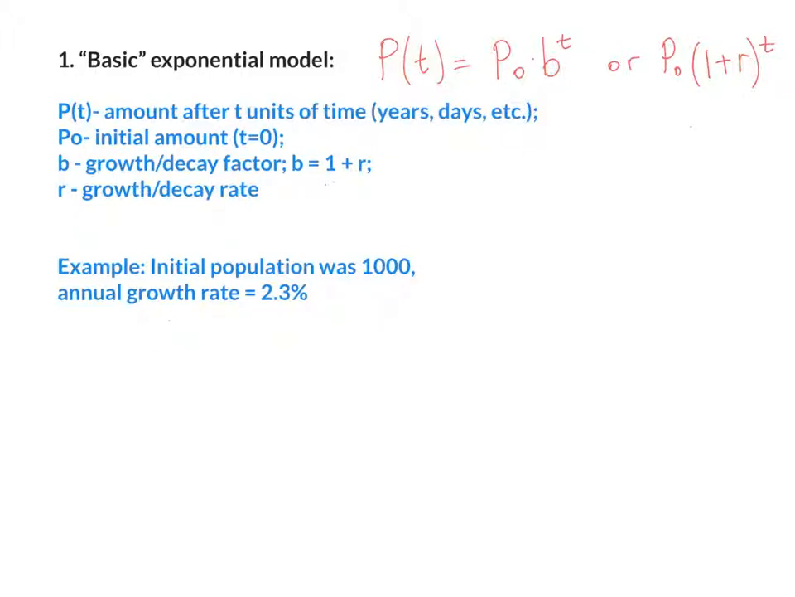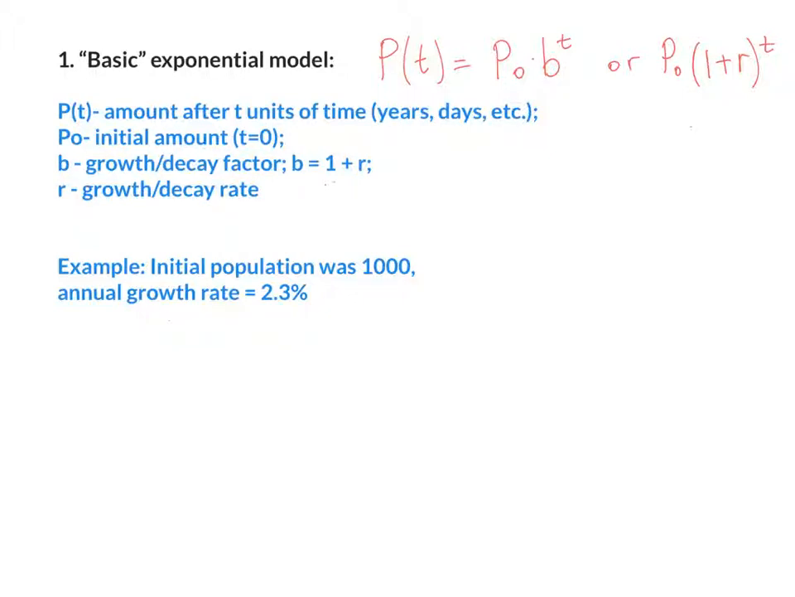So the function we are trying to build, the model, is for amount of something. It could be population, investment, something else. Amount after t units of time. It may be t years or t days or t weeks. It's important to note, we will talk about this in a moment. P0 is initial amount, at t equals 0. b is used for growth or decay factor.